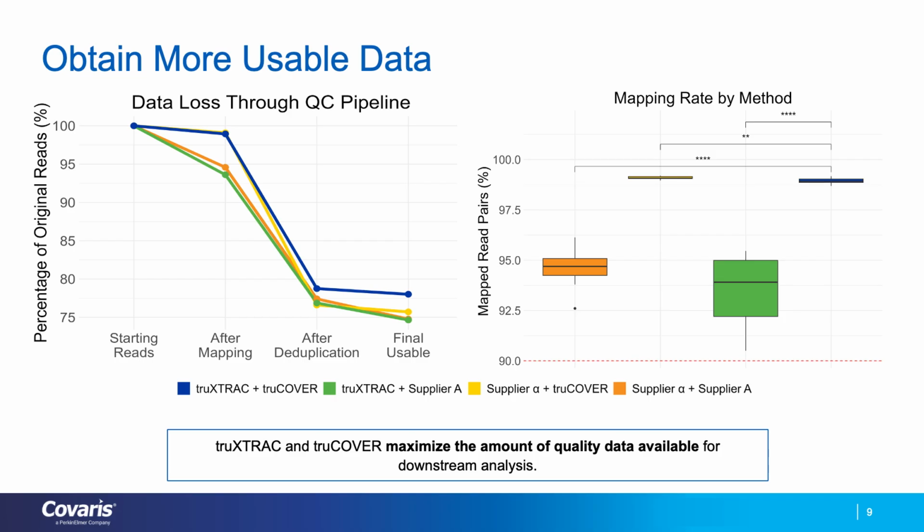Higher mapping rate means more of your sequencing investment is actually going into your coverage of the genome. Fragmented FFPE DNA usually leads to poor mapping rates, but here we see that the TrueCover advantage provides that enhancement. TrueExtract and TrueCover together really maximize the amount of quality data available for downstream analysis. So whatever type of analysis you're doing on your FFPE DNA, it's great that you can get the most out of your sample prep.